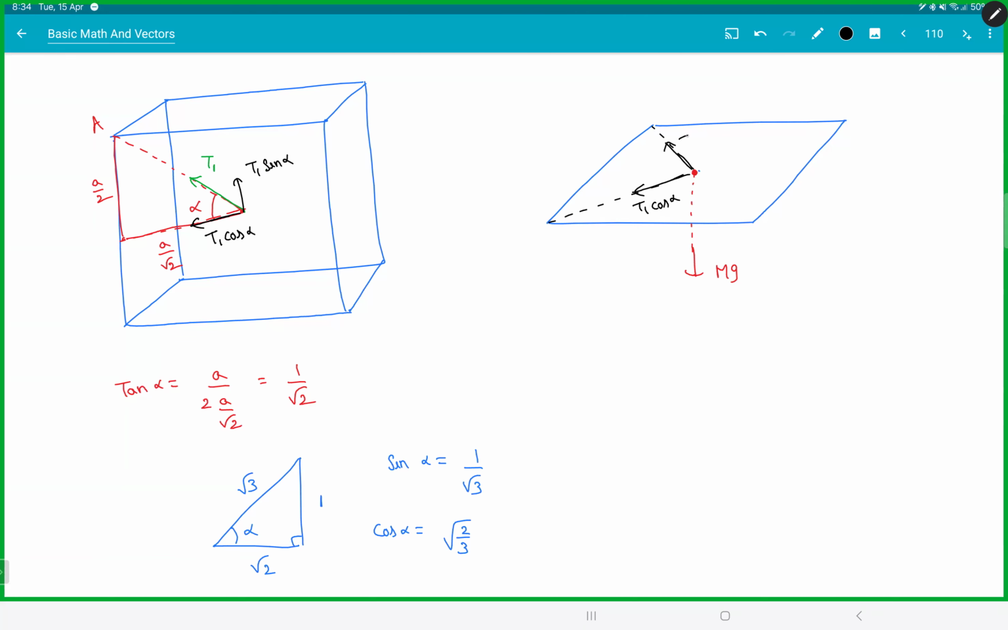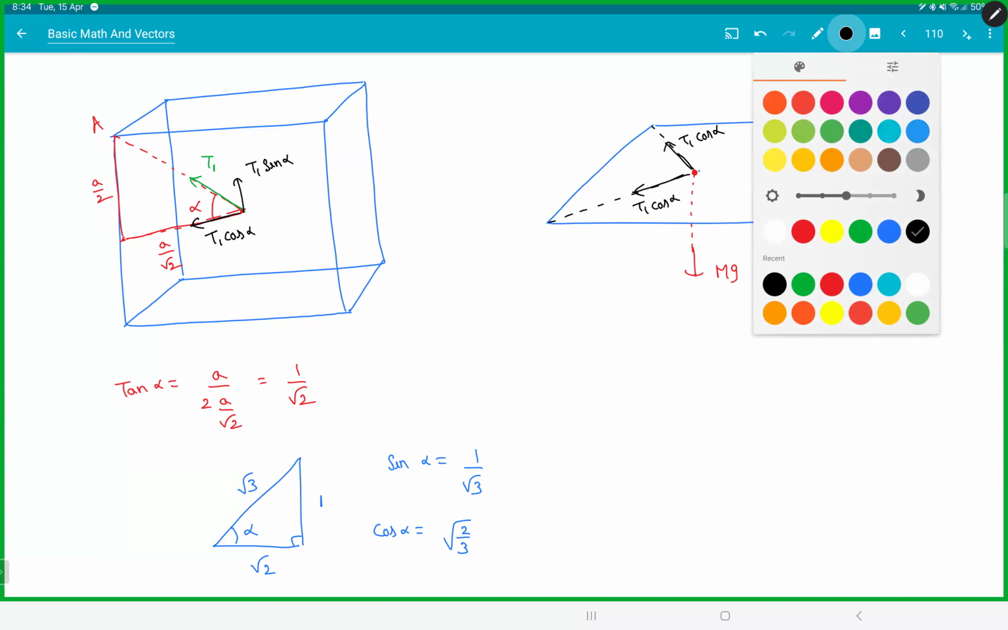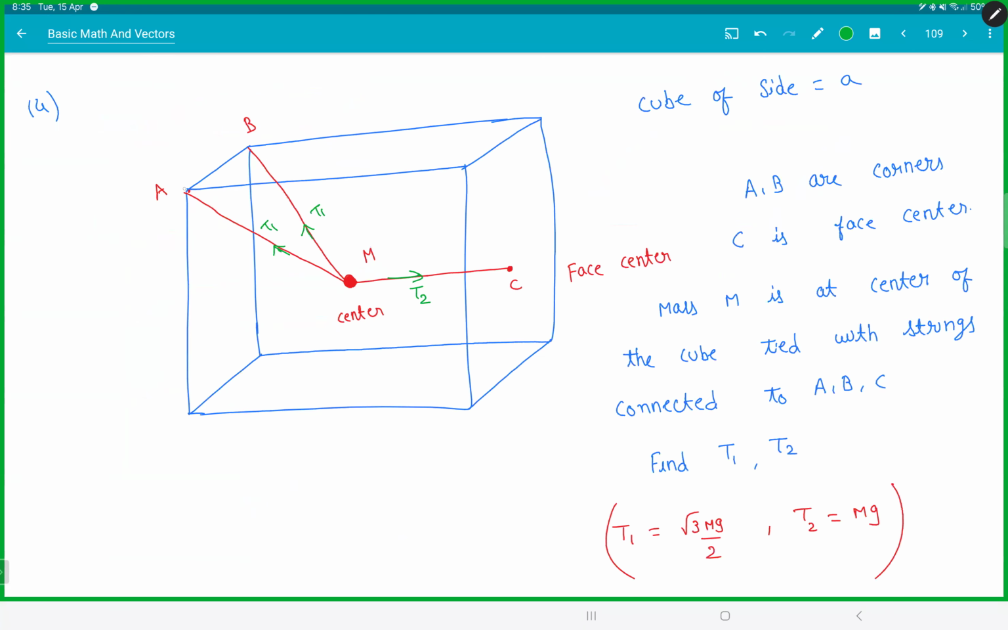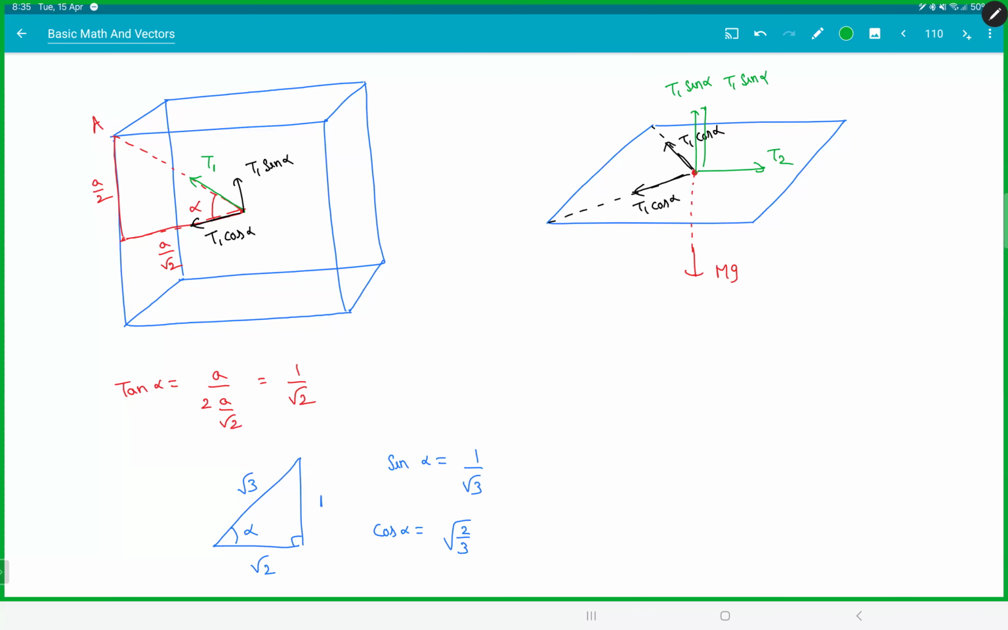Similarly, the other string will also have T1 cos alpha, and we'll have two vertical components, T1 sin alpha and T1 sin alpha. And we also have this string here, T2. Are you able to see the forces now? The two strings, A to center and B to center, T1 and T1, have one horizontal and one vertical component. The horizontal components are towards this corner and this corner, like a Y shape. Is this making sense?